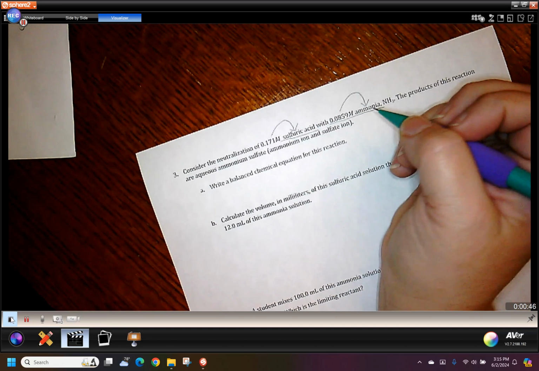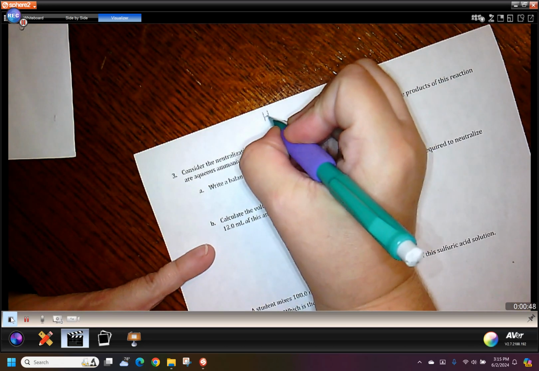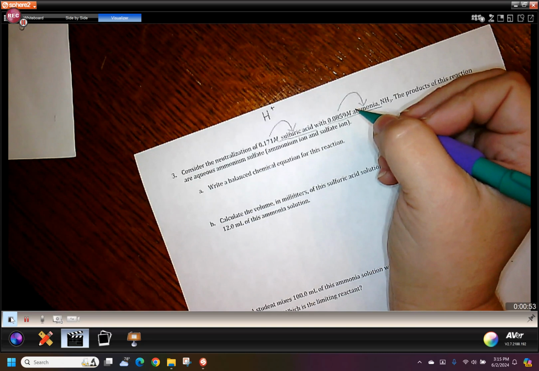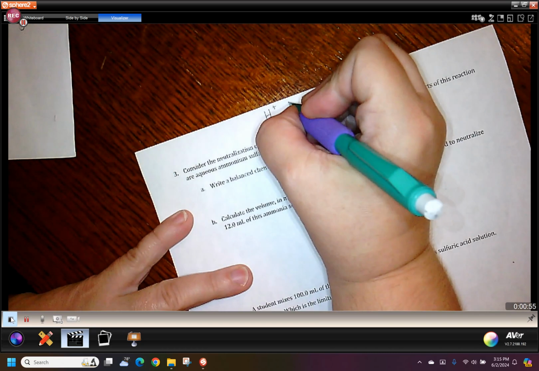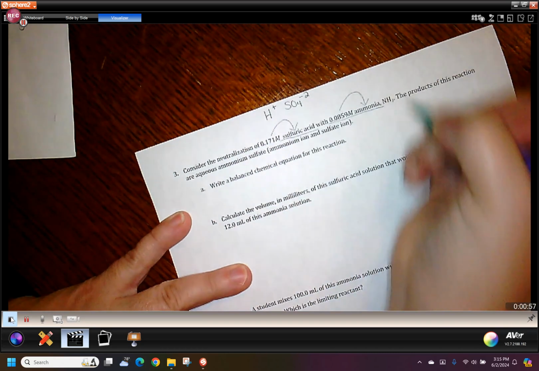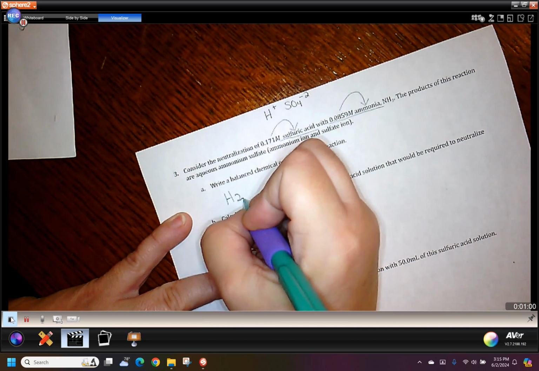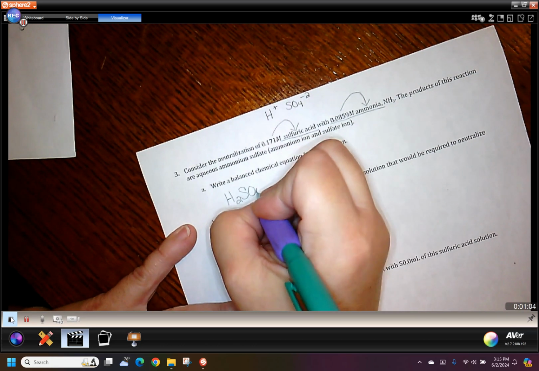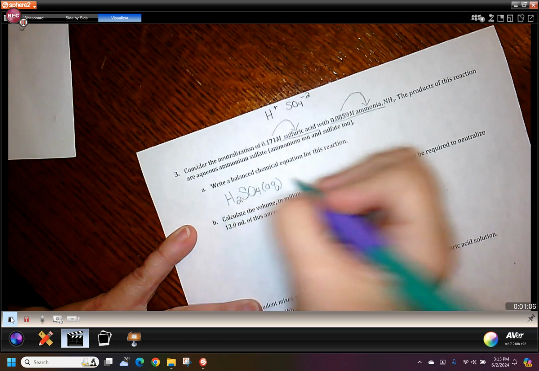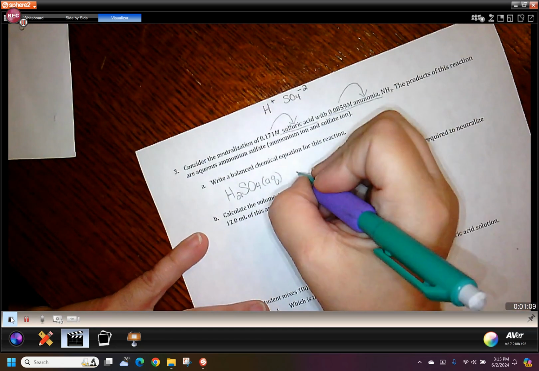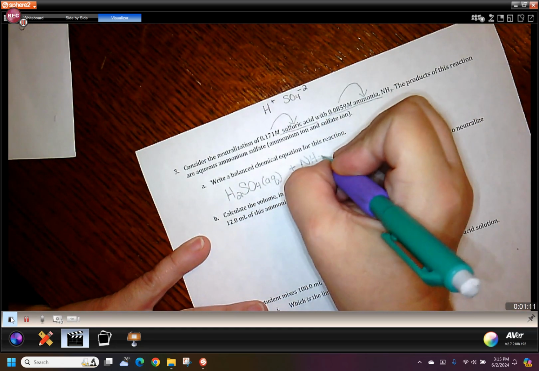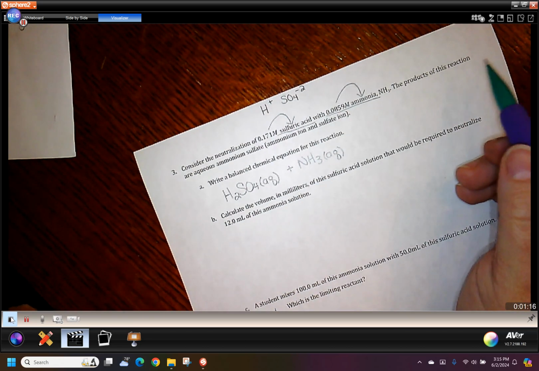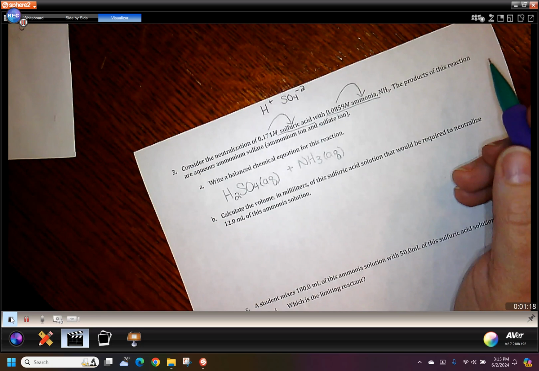So let's write sulfuric acid. All acids start with an H. It's sulfuric, so that means it used to be sulfate. So that's SO4 minus 2. So it's H2. Let's fix that. H2SO4 aqueous, okay, with ammonia, NH3 aqueous. Okay, so now let's look at this because it tells me what the products are.